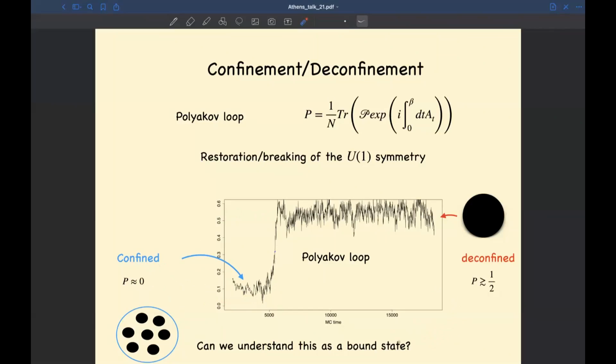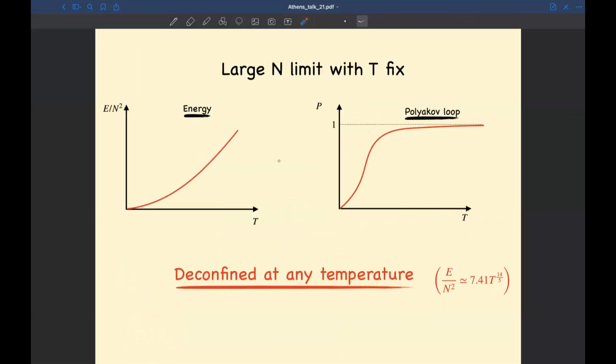And the question we wanted to ask and understand is, in what terms can we understand this bound state? Now, of course, this doesn't mean that this is a confined phase, but I will show later evidence that indeed we have a confined phase. So the expectations from gravity is that, yes.